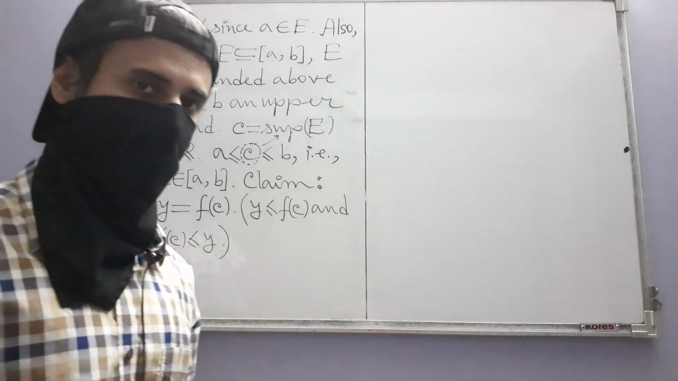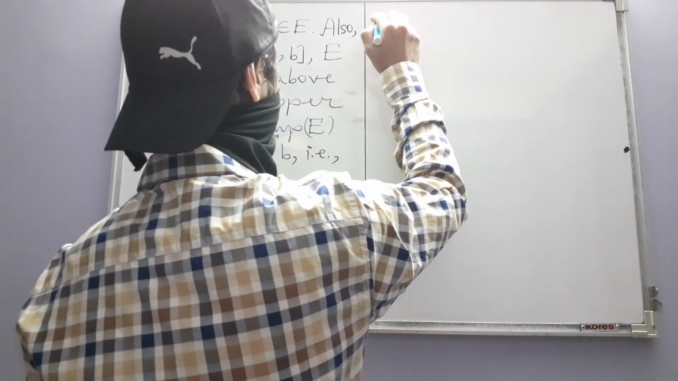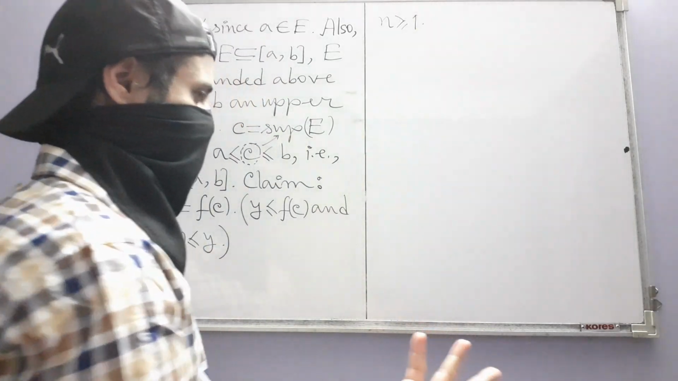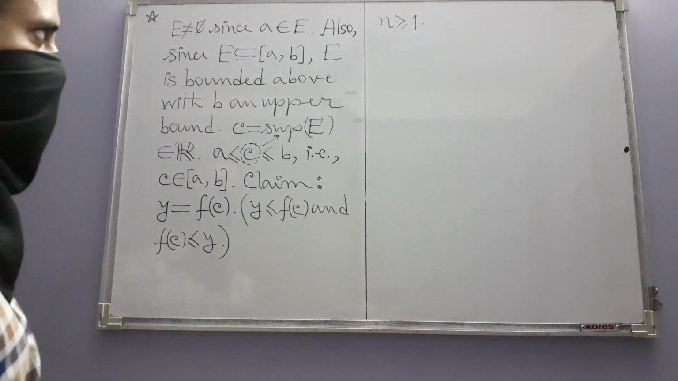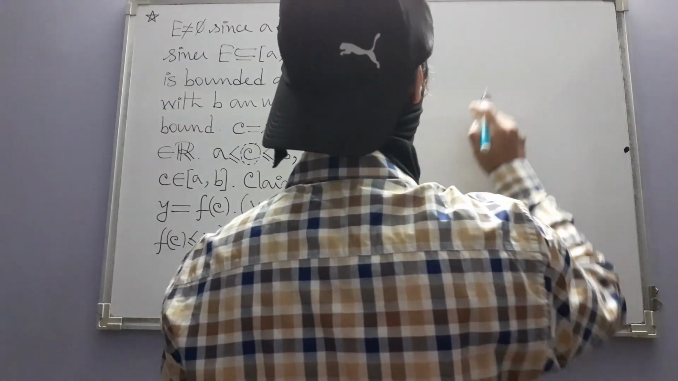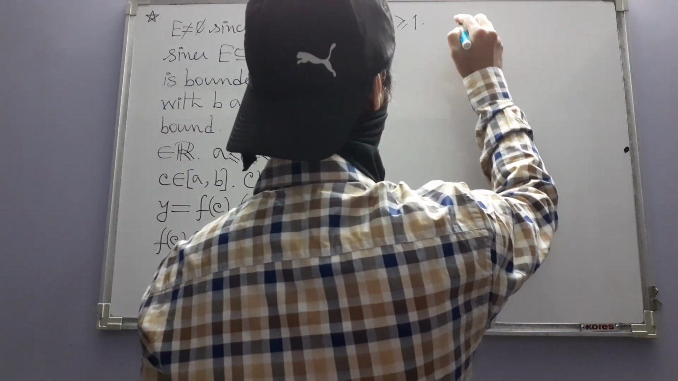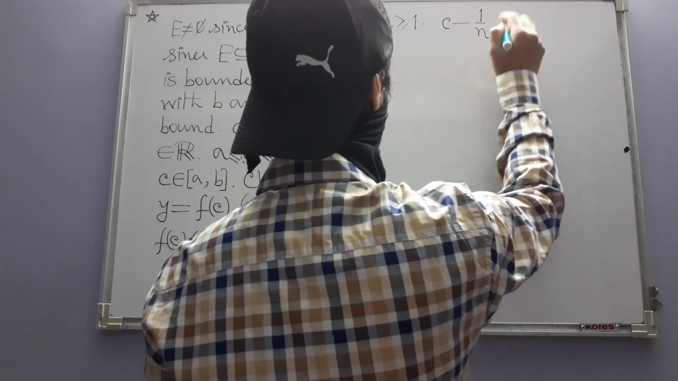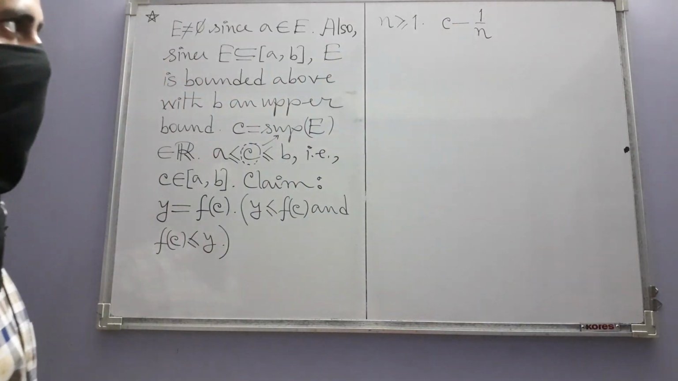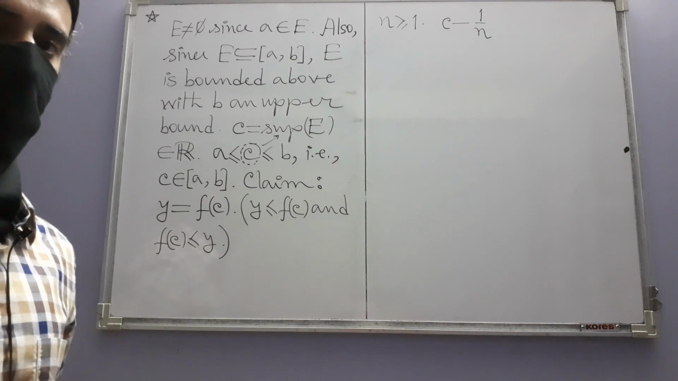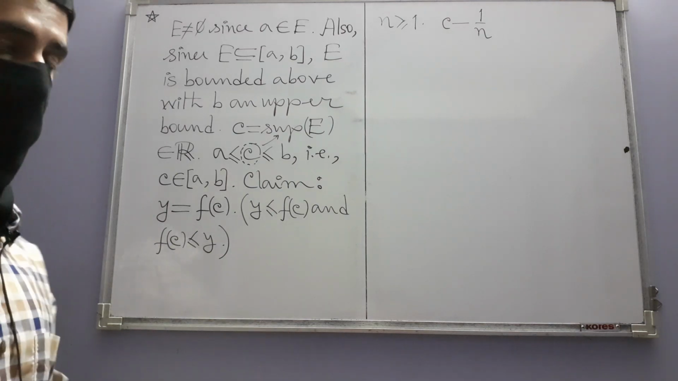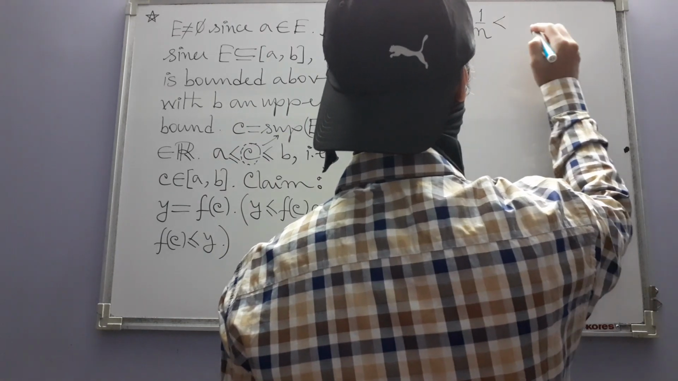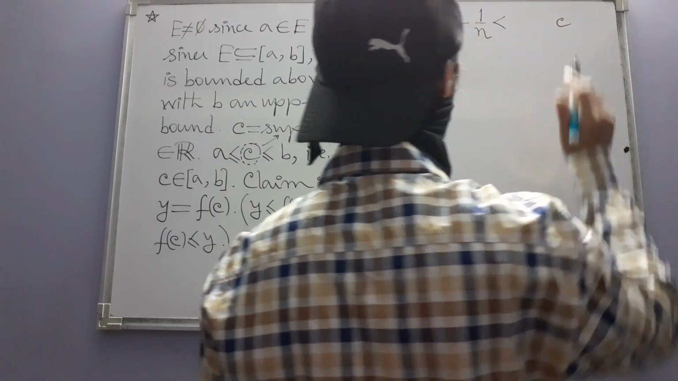Consider any positive integer n. N will vary, but let n be any positive integer. And you consider this number c minus 1 over n. Obviously this number is less than c. It is less than c.